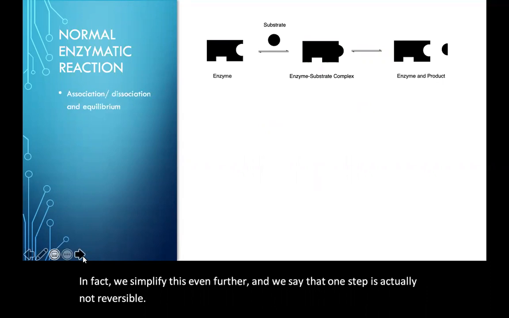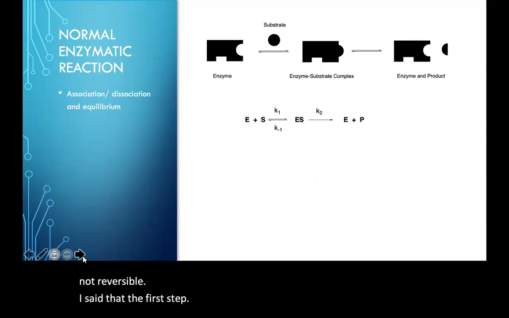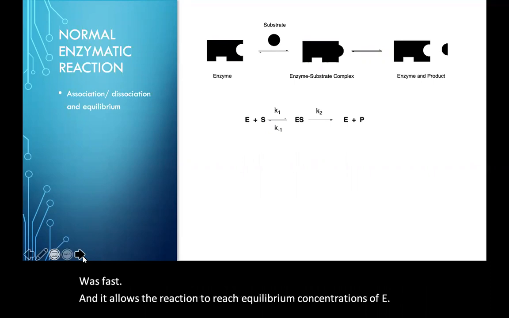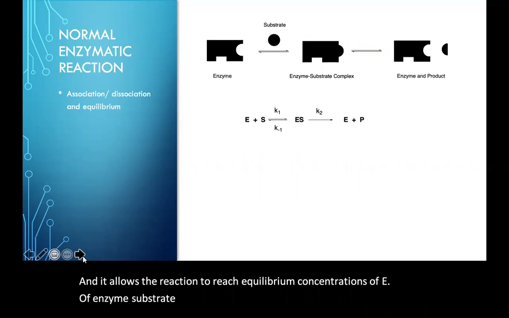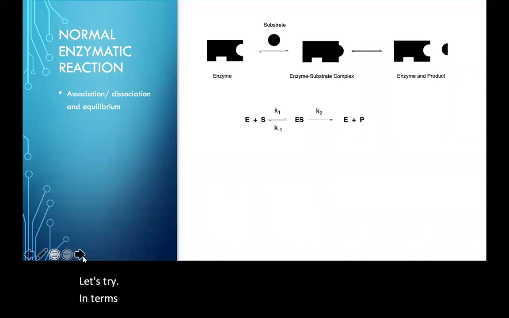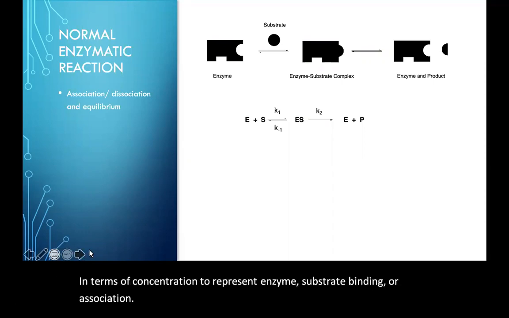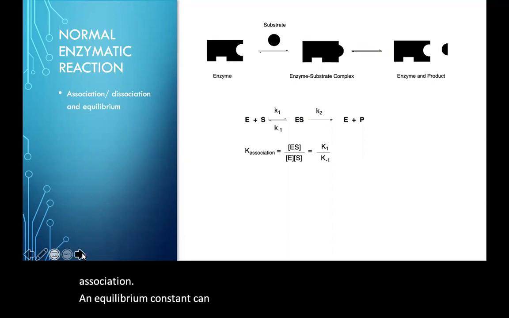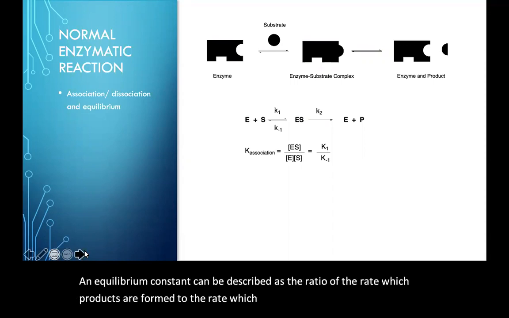I said that the first step was fast, and it allows the reaction to reach equilibrium concentrations of enzyme, substrate, and ES complex. So we should be able to relate this first step to an equilibrium equation. Let's try, in terms of concentration, to represent enzyme substrate binding or association. An equilibrium constant can be described as the ratio of the rate at which products are formed to the rate at which products are reverted back to reactants.